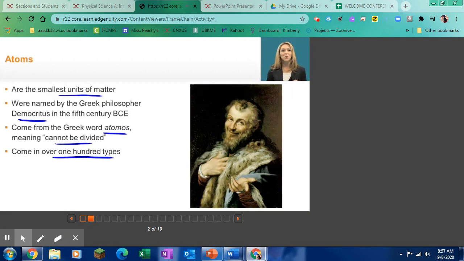Now, atoms are so small that you cannot even see them with a microscope. In fact, they're so small that here's an interesting fact. If you take one piece of hair from your head, if you were to go the width of that hair, you would pass by over 1 million atoms.